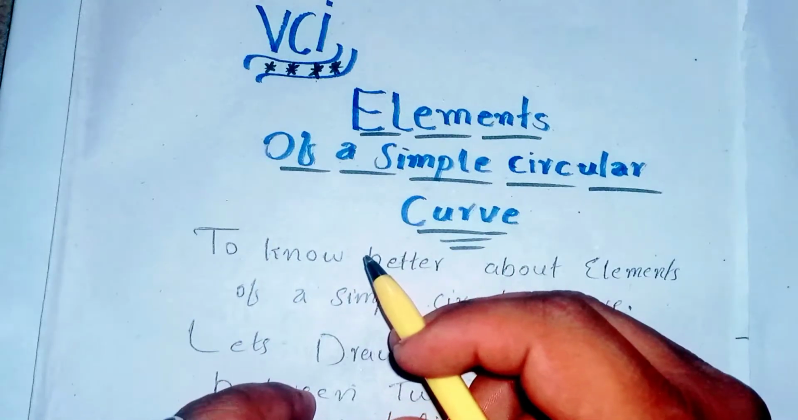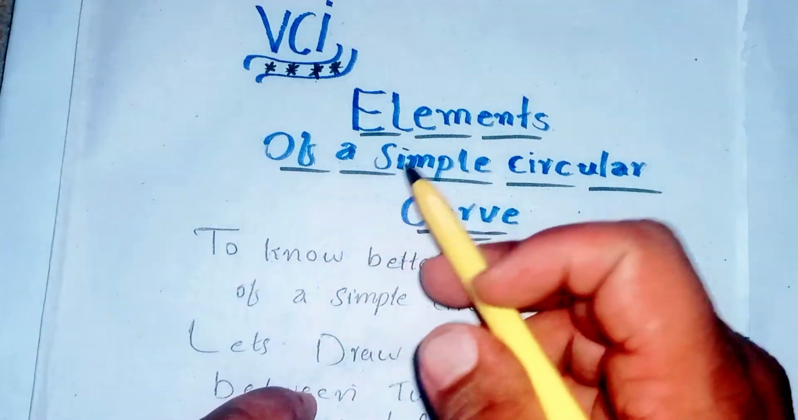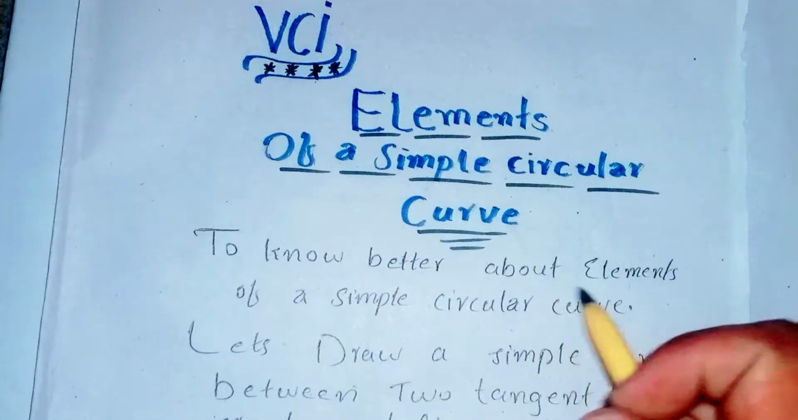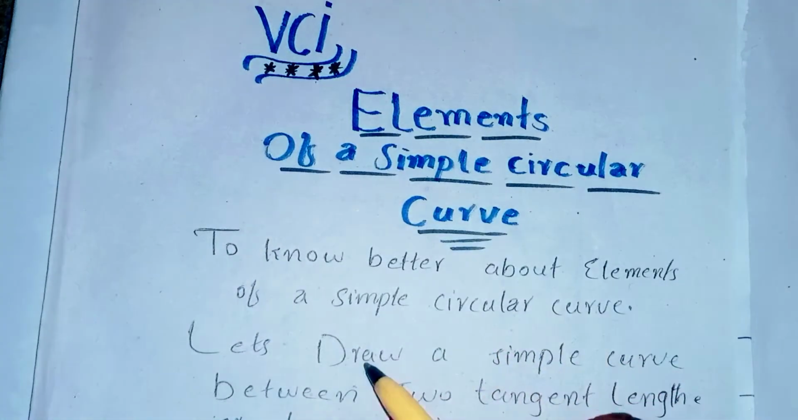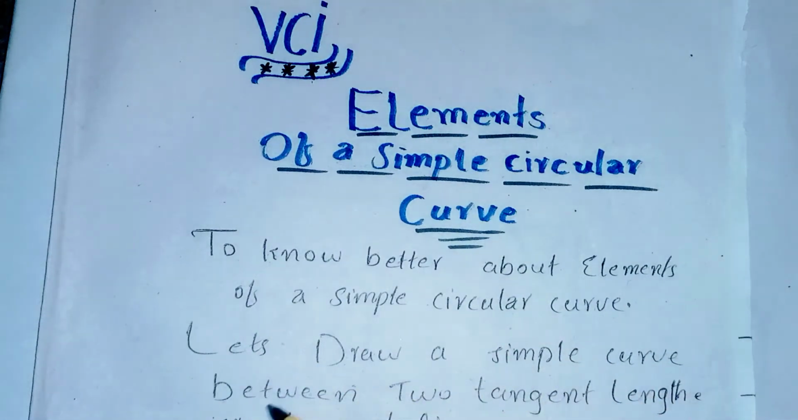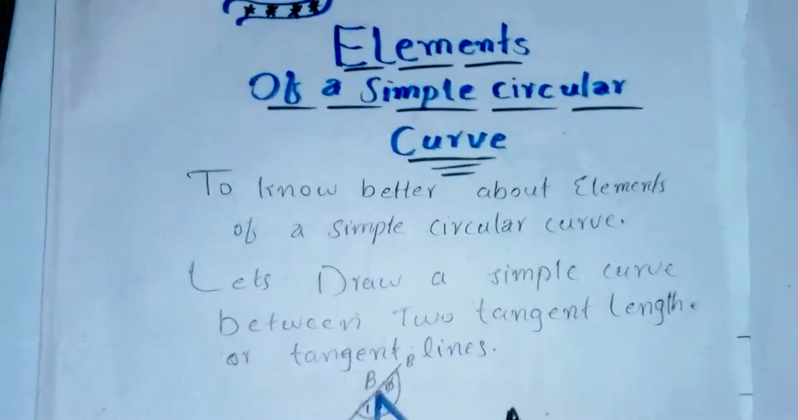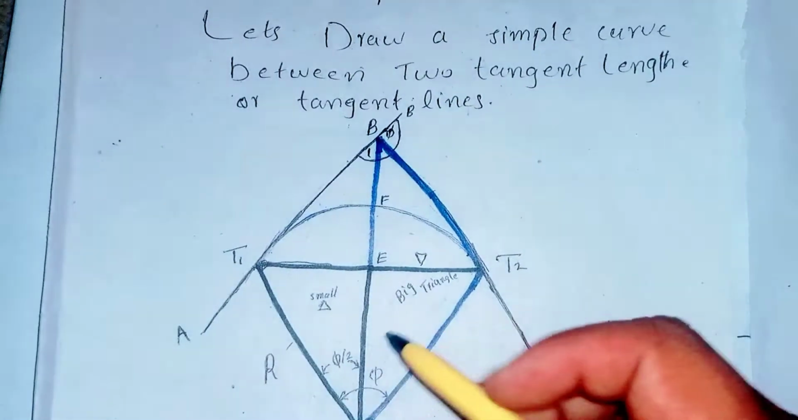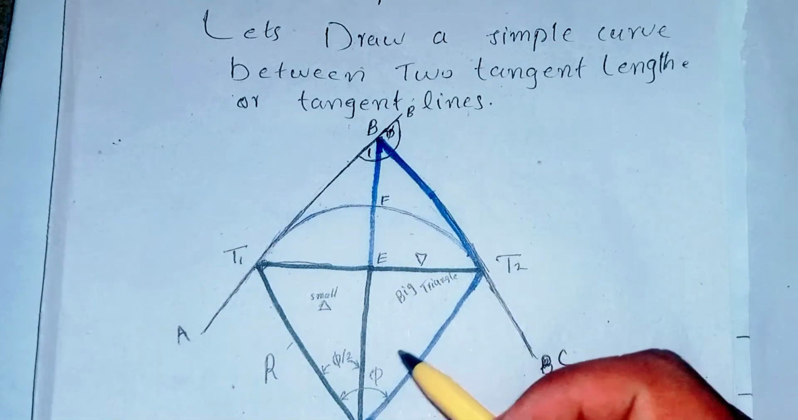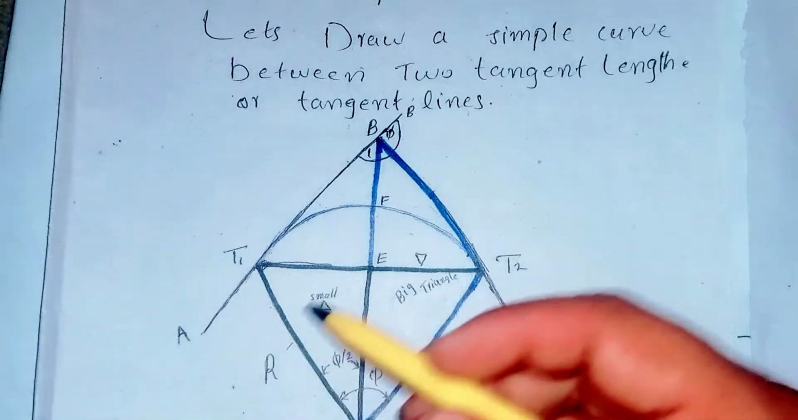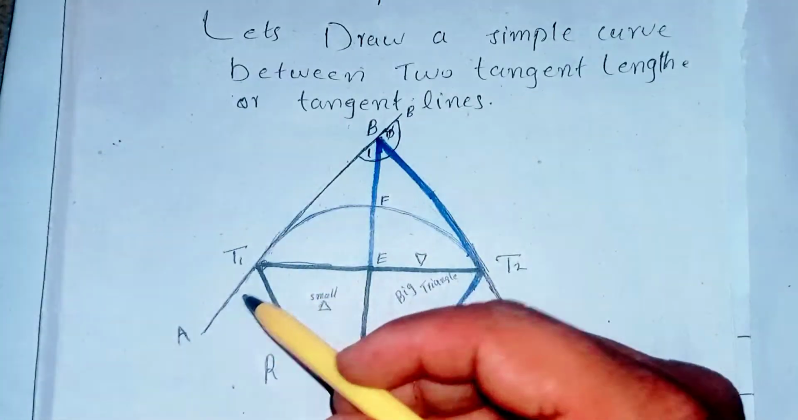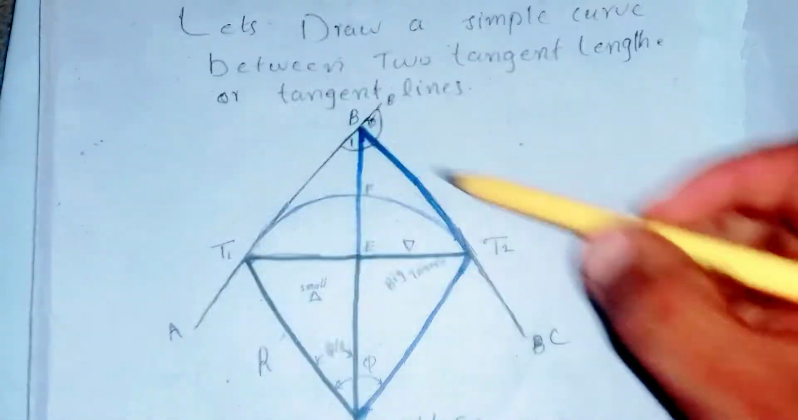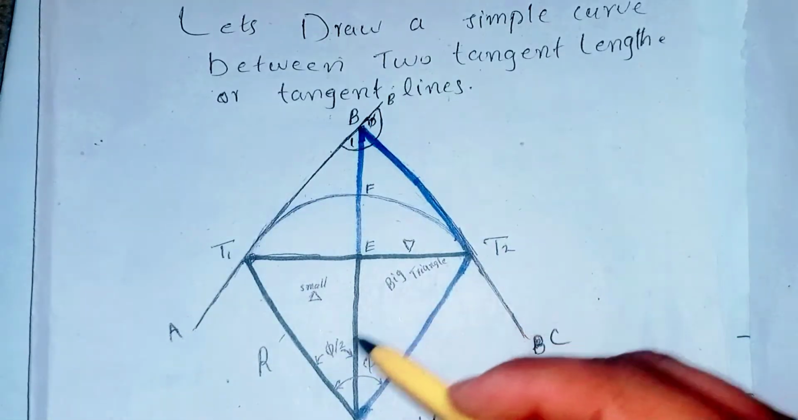In this lecture, we are going to explain the concept of elements of a simple circular curve. To know better about elements of a simple circular curve, let's draw a simple curve between two tangent lines. As you can see here, this is the layout of a simple circular curve, and we have drawn a simple circular curve between these two tangent lines. These are the two tangent lines, and this is the simple circular curve.